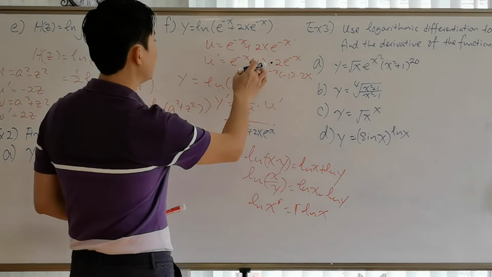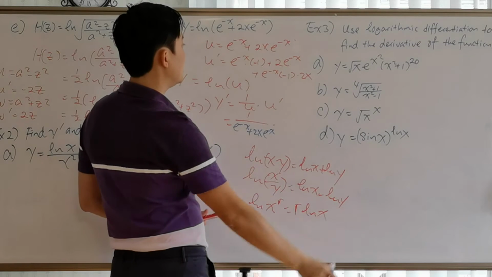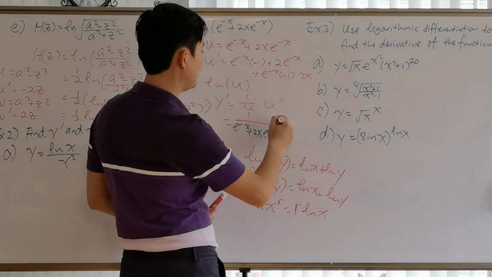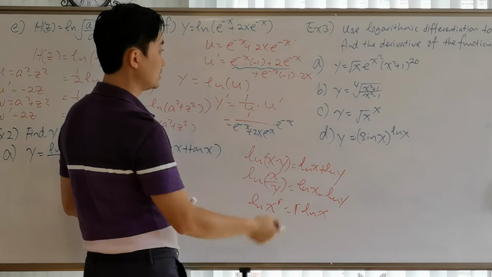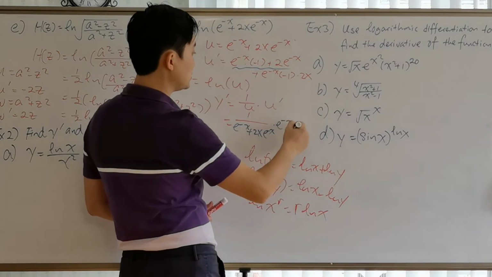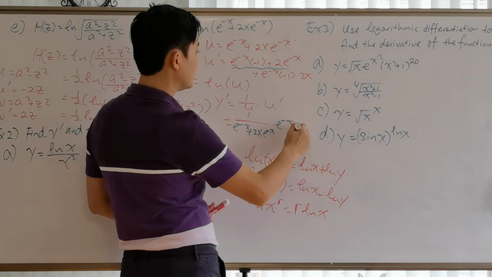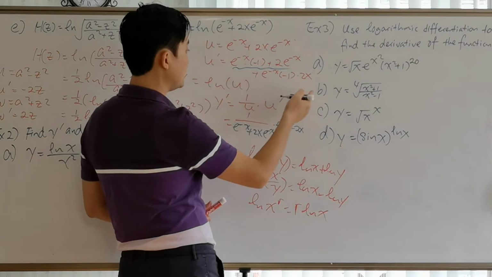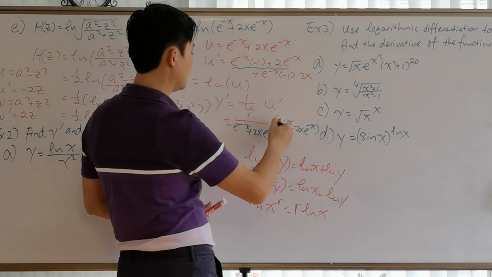So negative, positive, so that'd be e to the power of negative x, because once you combine this together, that'd be e to the power of negative x. And the other part right here, just carry that over. Negative minus 2x. Negative times positive, negative. So negative 2x times e to the power of negative x.